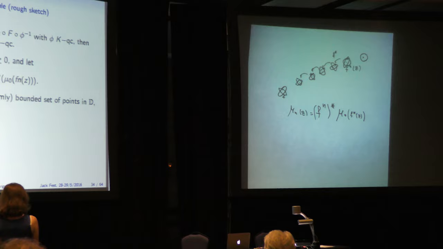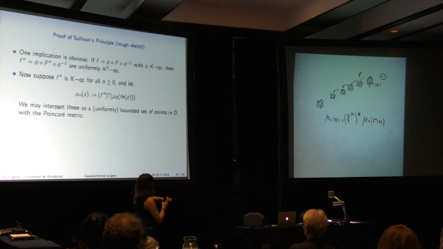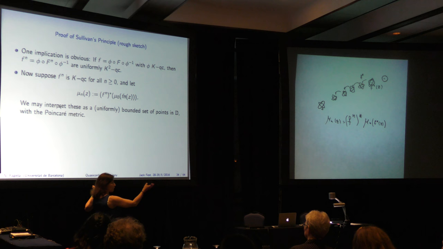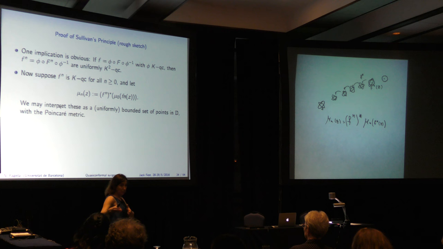So you may interpret these ellipses as points on the unit disk. So you may think of all the possible mu's at z. By the way, these are all bounded by little k, because f^n is uniformly k-quasiregular. So none of these complex numbers will have modulus bigger than one. They will actually all have modulus less than something less than one. So it's a uniformly bounded set of points in your disk. And then you can do a lot of things.